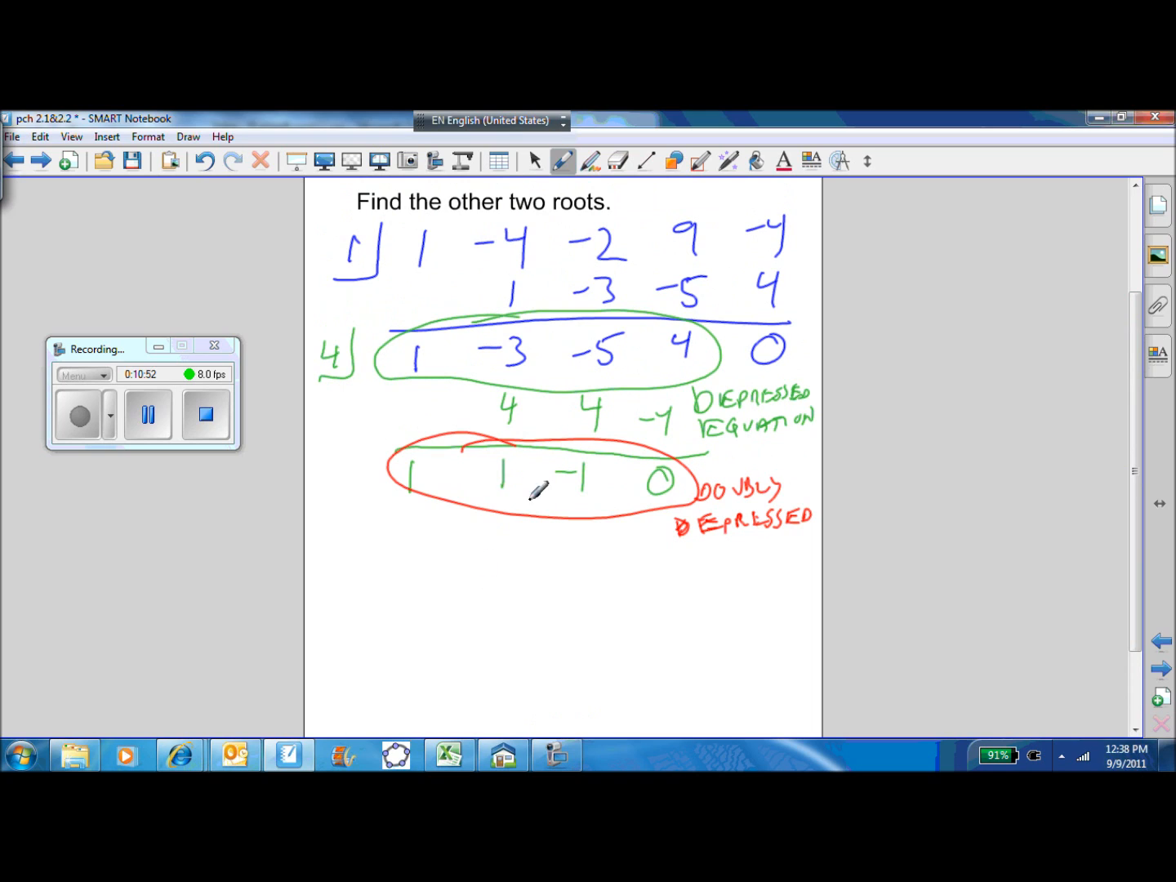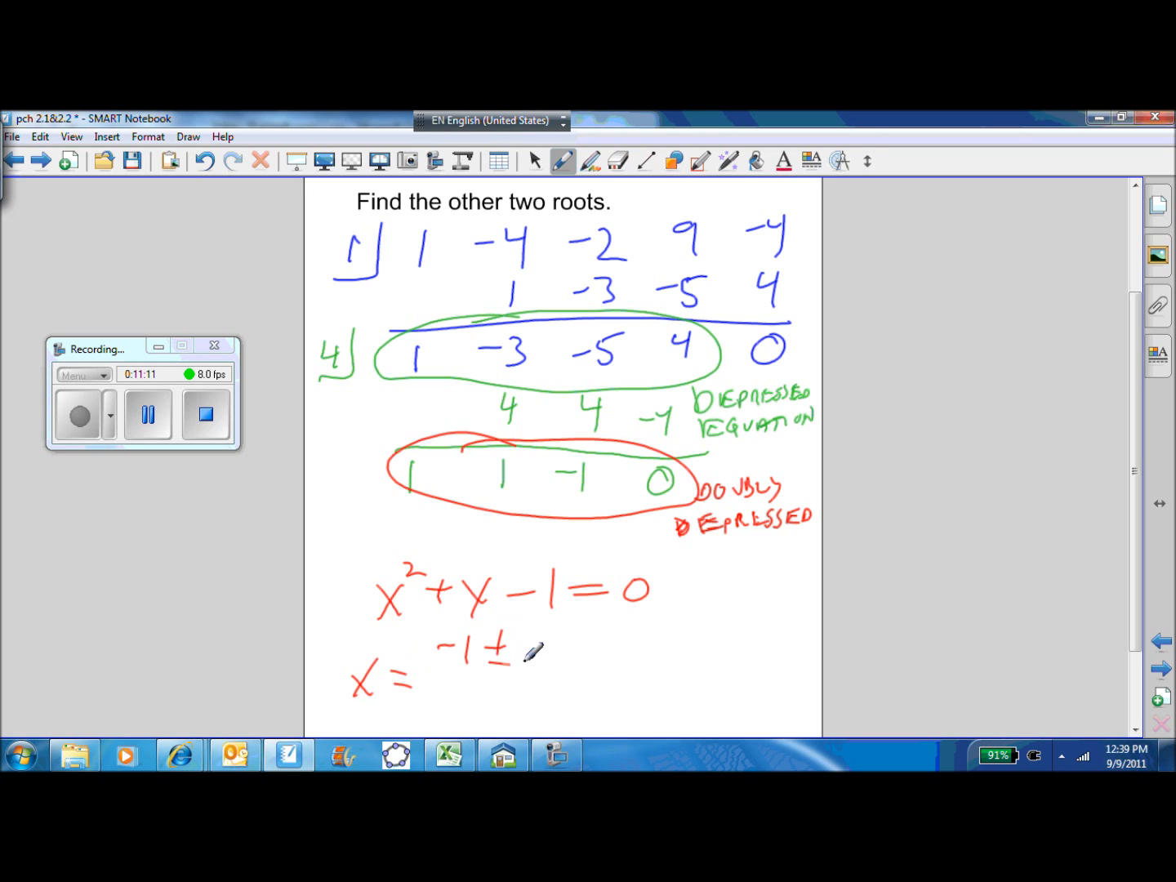Here we go. Here's the doubly depressed equation. We're not given any more roots, but now we can translate this, what this is. This started out as x to the 4th. When we divide here, this came down to x cubed. Now it's down to x squared. It's x squared plus x minus 1 equals 0. And we can just solve that with a quadratic formula.